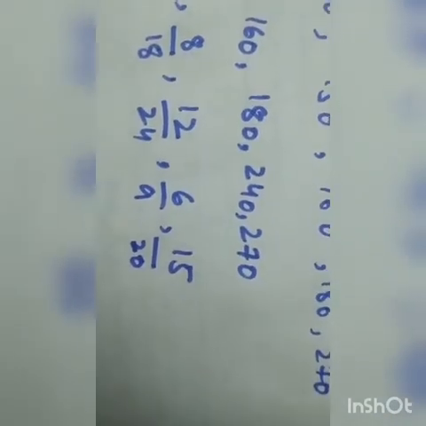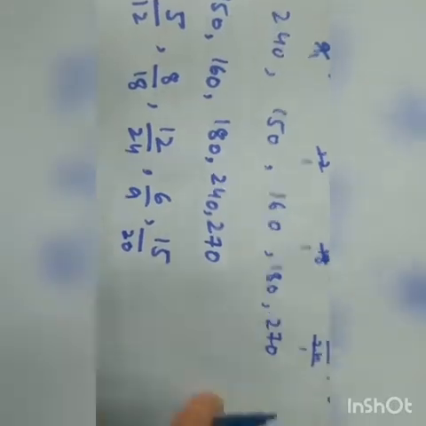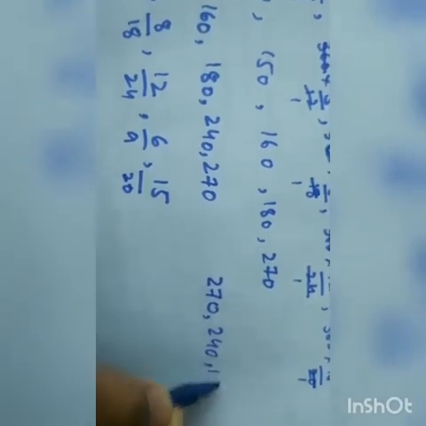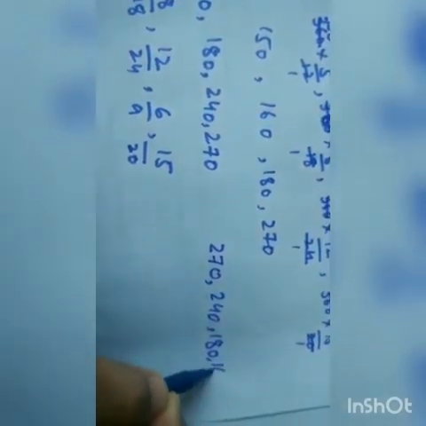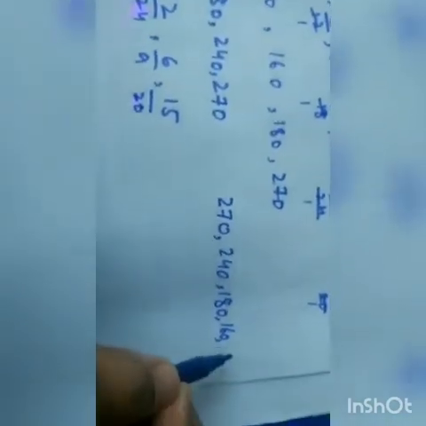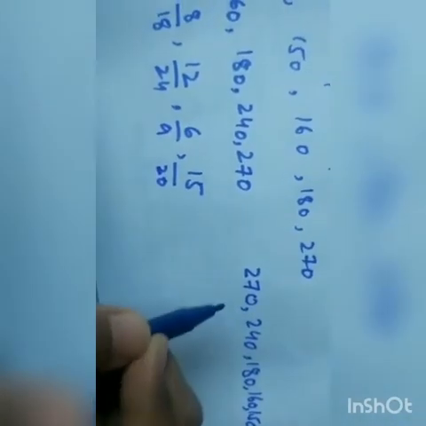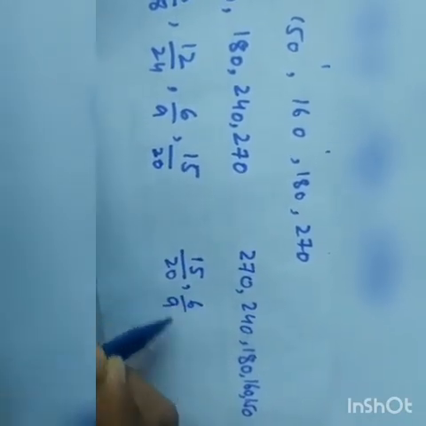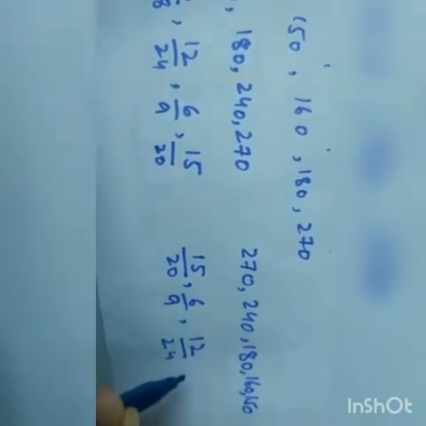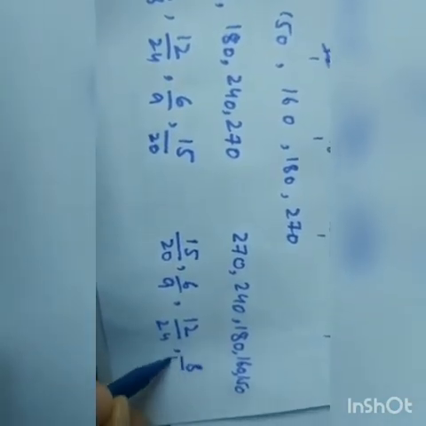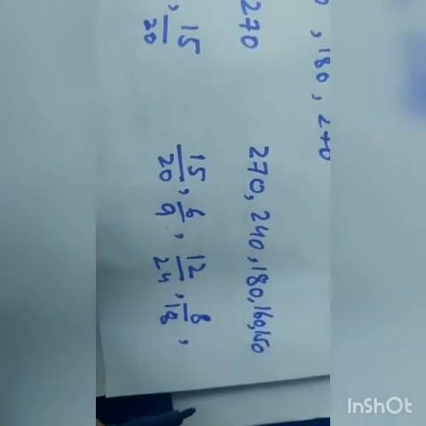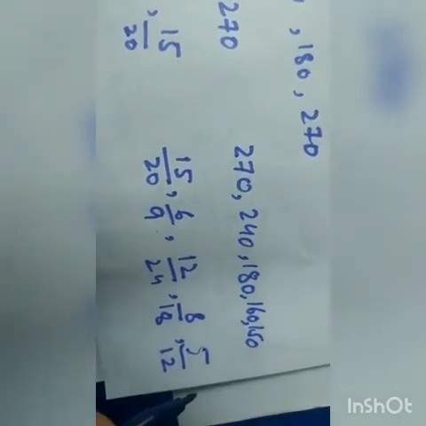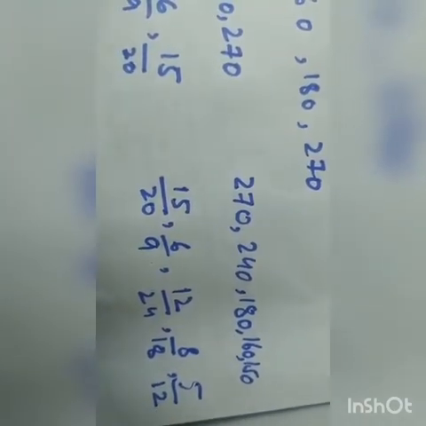Alright, now we are writing in descending order. Now we will just reverse the process. 270, 240, 180, 160, and after that 150. Now we will write the greatest fraction first. 15 by 20, 6 by 9, 12 over 24, 8 over 18, 5 by 12. It means that 5 over 12 is the smallest fraction among these fractions.